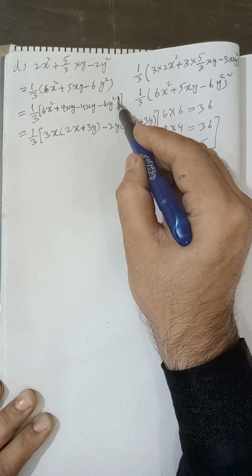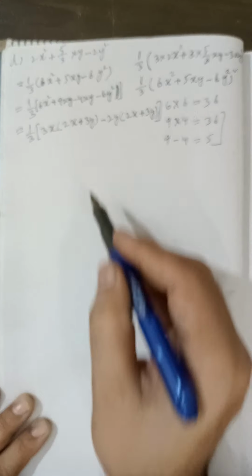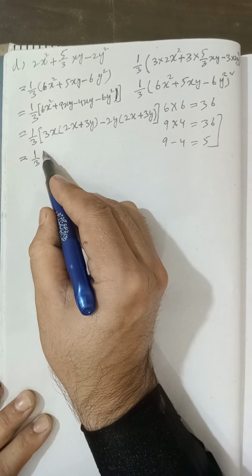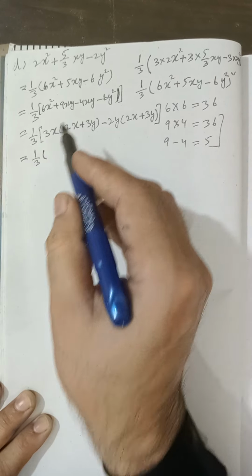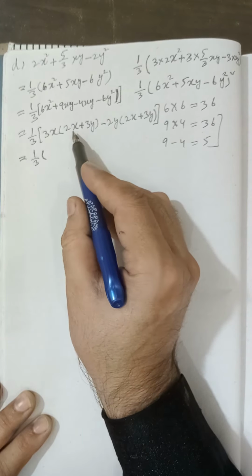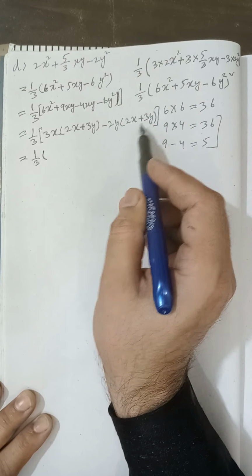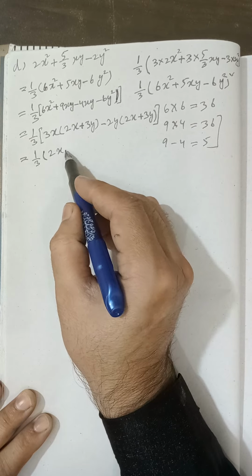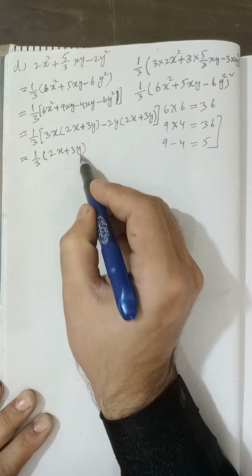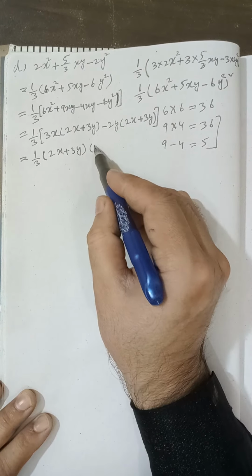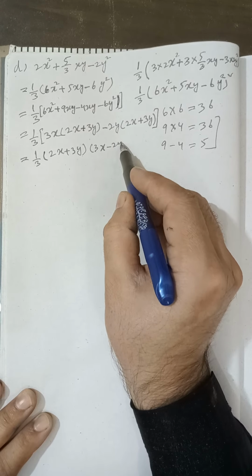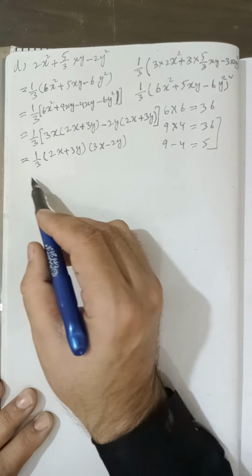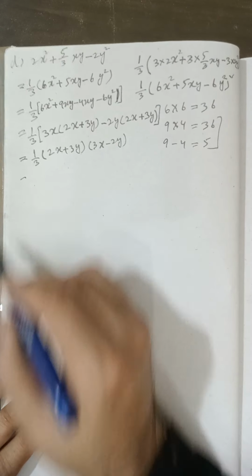You should not write here this bracket. 1/3 into 3. You see that 2x plus 3y is the same. 2x plus 3y, this is taken as common, and 3x minus 2y is from the bracket. Now this is our answer.